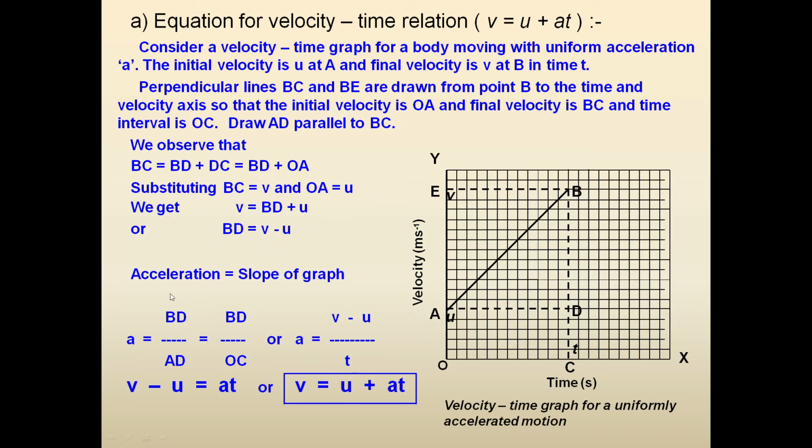Acceleration is equal to slope of the graph, BD upon AD. BD as it is, we have written here, and AD is equal to OC. Now BD we have just calculated, this is v minus u, and OC is t. So a and t are multiplied. So we get at = v minus u, or on simplification we get v = u + at. So this is how this first equation of motion is derived.